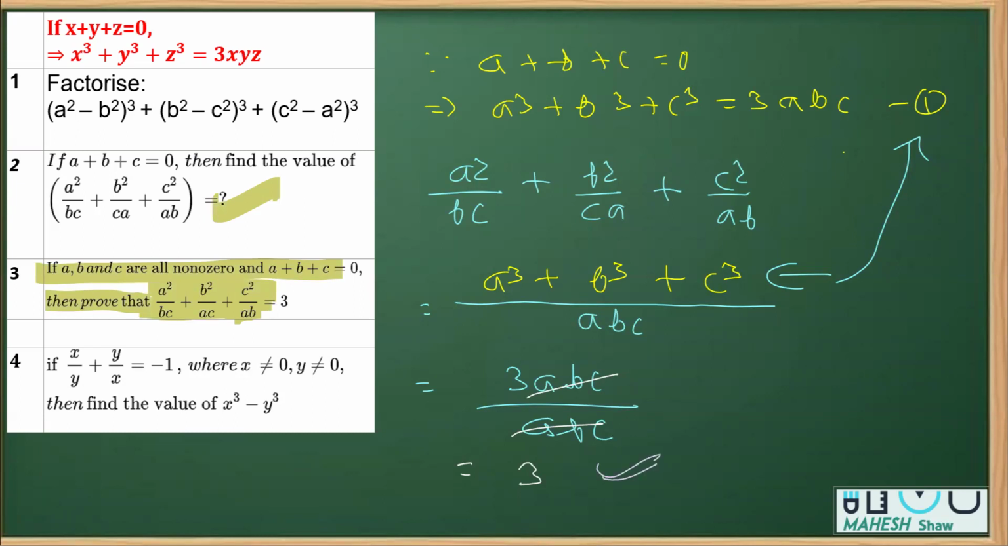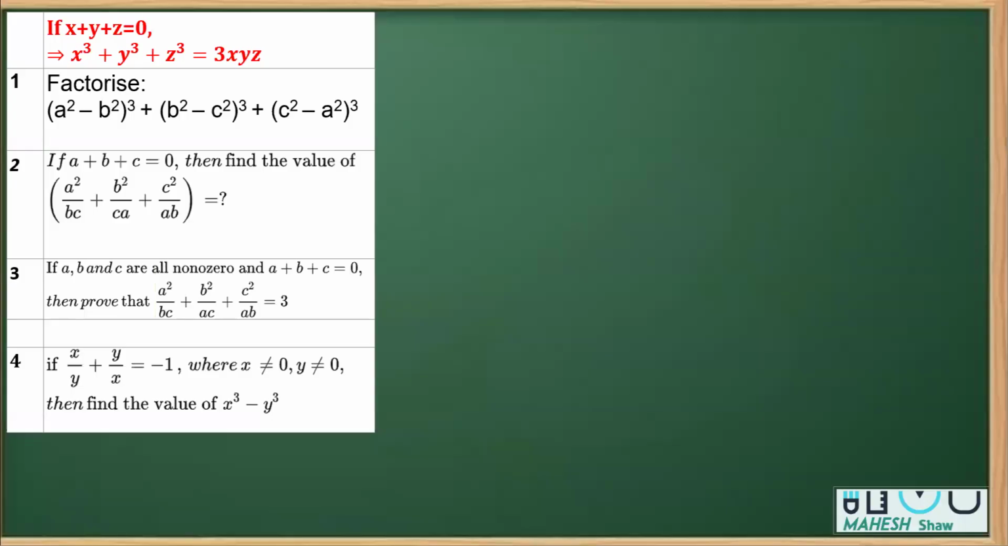Now let's find out what to do in the fourth part. In the fourth part, this is actually not based on this identity, it is based on different identities. So we'll be doing this in another video, which involves the identity a cube minus b cube.